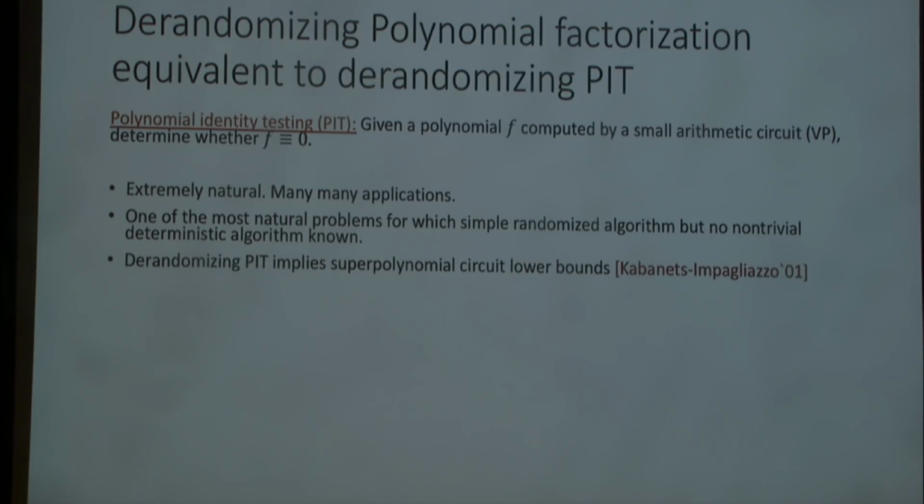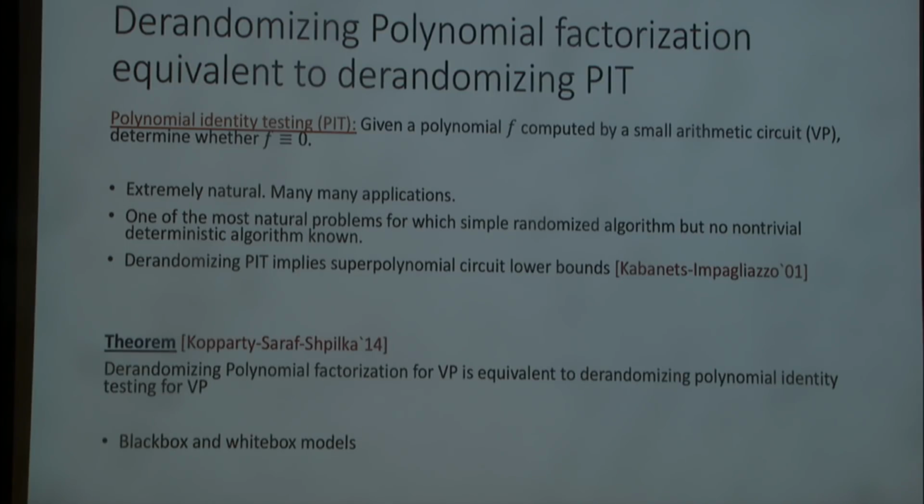And de-randomizing it again has very nice applications. This would imply superpolynomial circuit lower bounds. We believe de-randomizing is a hardish problem. And recently, in joint work with Swastik and Amir, we showed that de-randomizing factorization is equivalent to de-randomizing PIT for polynomials in VP. So if you can de-randomize PIT, you would de-randomize factoring, and the other way around. And this is in both models, white box and black box. So even the PIT question you can ask in the black box setting and the white box setting. In both settings, factoring and PIT are equivalent.